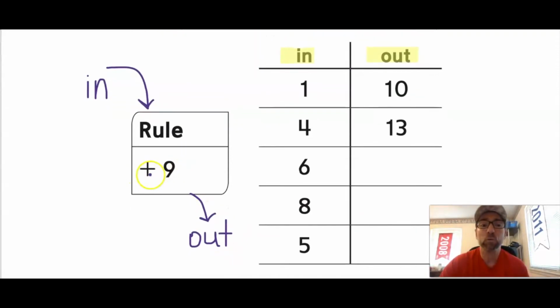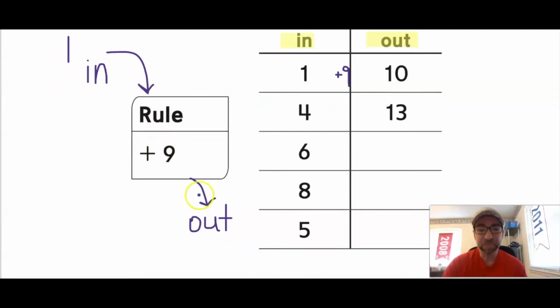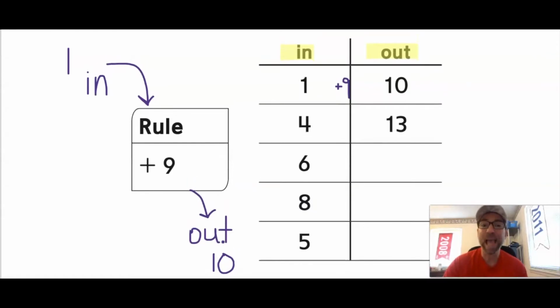We know that our rule is +9. Now mathematicians always write the rule real tiny on the center line. 1 + 9 equals 10. 1 goes in, +9 more, and out pops the 10. So all we have are little math problems. Let's see. 4 + 9, because that's my rule, equals 13.